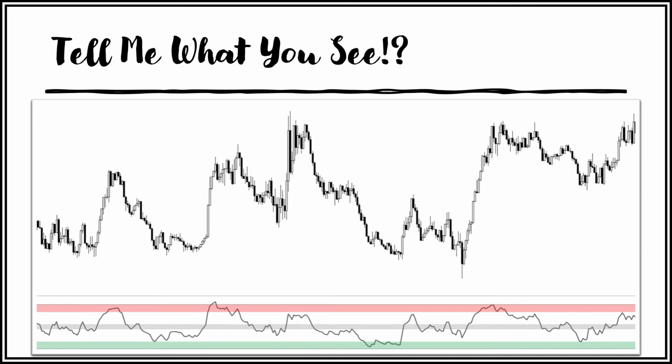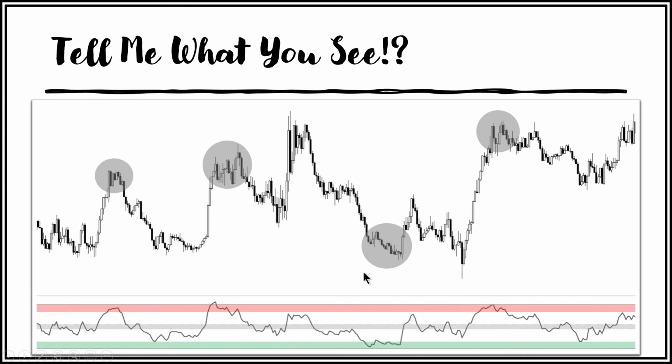All right, you ready? So first, we got a couple overbought and oversold signals. Okay, first one here, we have an overbought signal. You can see the RSI overbought there, oversold, and overbought again. All right. Hopefully you saw those.